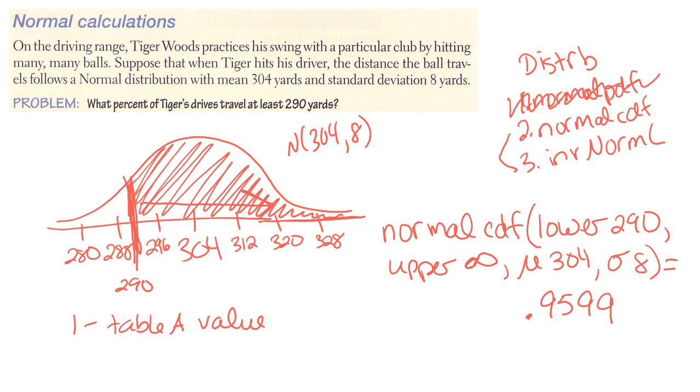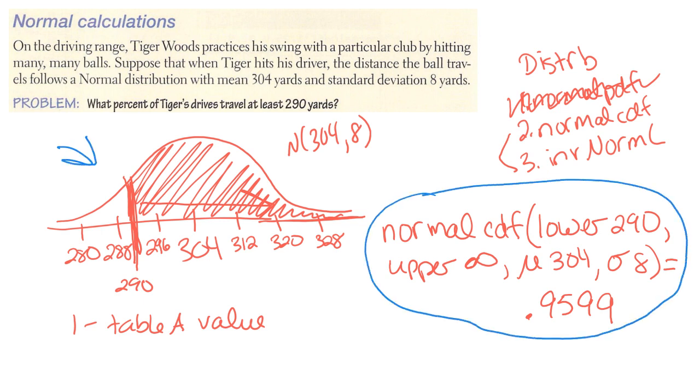And again, that's the work you need to write down on the piece of paper. So you would need this drawing here, and you would need this information here, and then you would need to interpret that in context. 95.99% of Tiger's drives travel at least 290 yards.